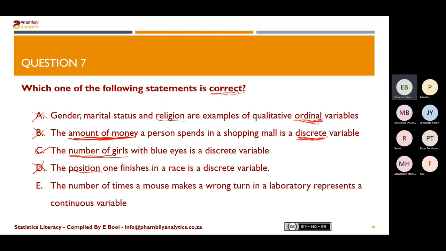Yes. The number of times a mouse makes a wrong turn in a laboratory represents a continuous variable. But that is a number. So number means you can count the number of wrong turns. You cannot measure them. No. So only C is incorrect.